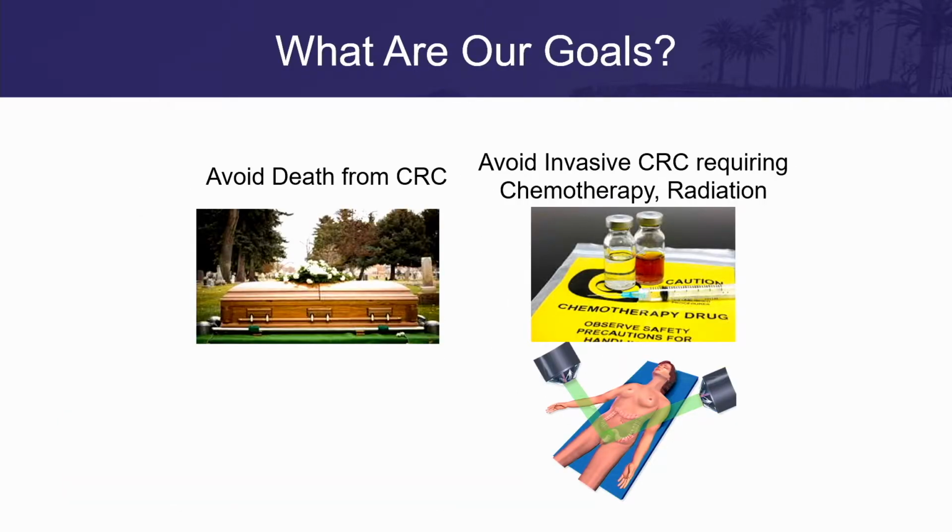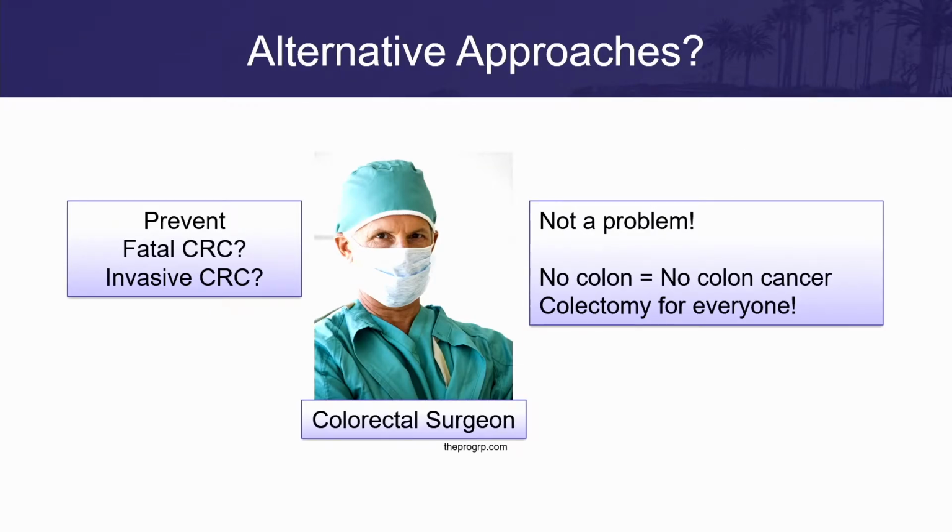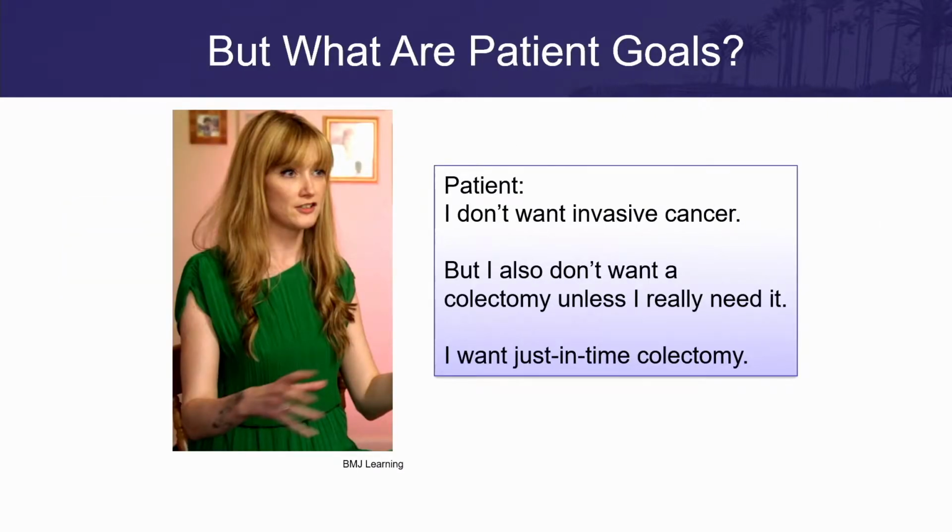So step back and think about what our goals are. Well, one is, of course, to avoid death from colorectal cancer, and also to avoid invasive colorectal cancer that requires things like chemotherapy and radiation. Now, one alternative from your friendly colorectal surgeon is: if you want to prevent colorectal cancer, you don't need a colon. You don't have a colon, you don't have colon cancer. Colectomy for everyone. That would work, and there are certainly countries with very high rates of colectomy for chronic IBD. But the patient goals are different. Patients don't want invasive cancer, but they also don't want a colectomy unless they really need it. They want essentially a just-in-time colectomy.